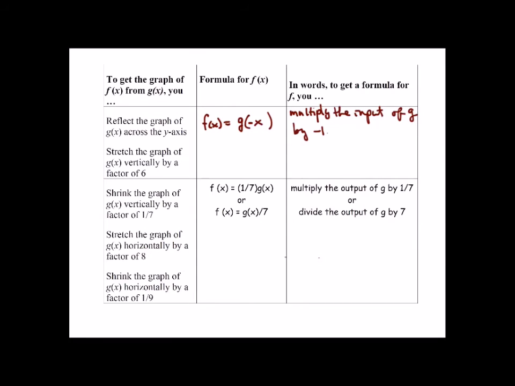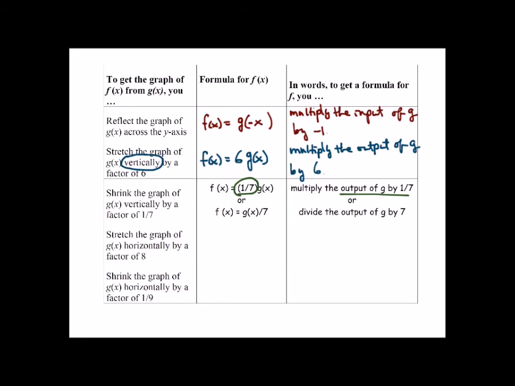The next one is to stretch the graph of g vertically by a factor of 6. A vertical stretch is to gain more coverage in the y direction, and that can be accomplished by multiplying a 6 in front of the entire y value. So that's 6 times g of x. And verbally, that means multiply the output of g by 6. Similarly, if you want to shrink the graph of g vertically by a factor of 1/7, you just multiply by a 1/7 in front of it. And that is multiplying the output of g by 1/7.